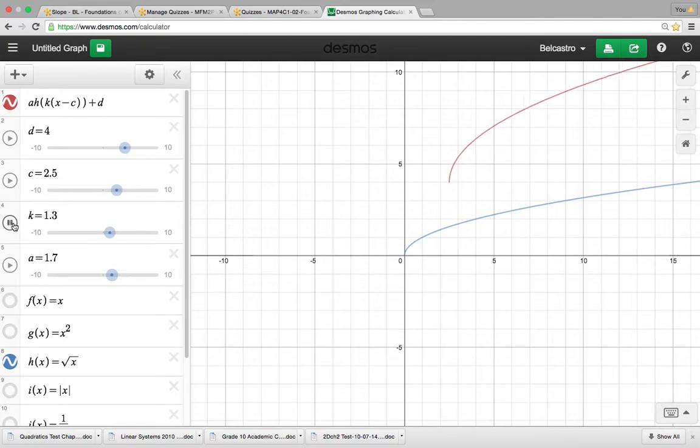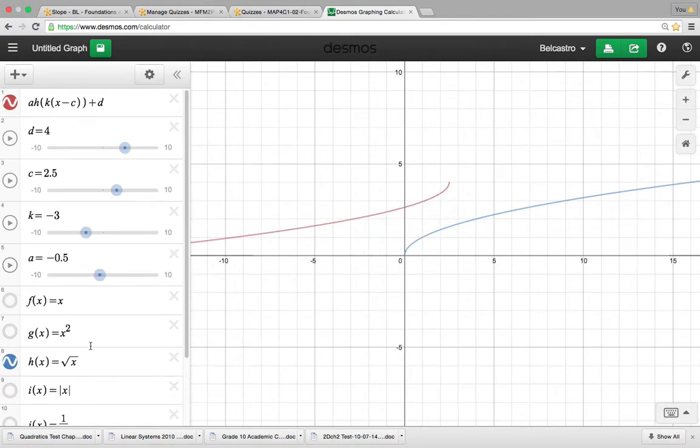K gives it a horizontal compression. So think of it like things on the outside are squishing it together. And as it gets smaller, it's pulling it left and right. And then as it flips, it goes to the other side. Negative k flips it on the y-axis. And A flips when it's negative on the x-axis. So it goes down and then comes back up again. So that's what all of these letters will do to different functions.